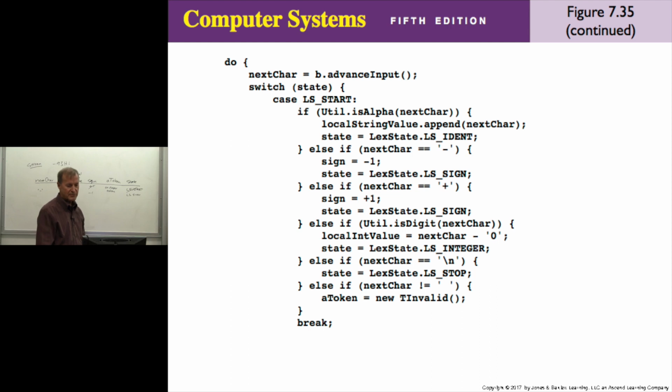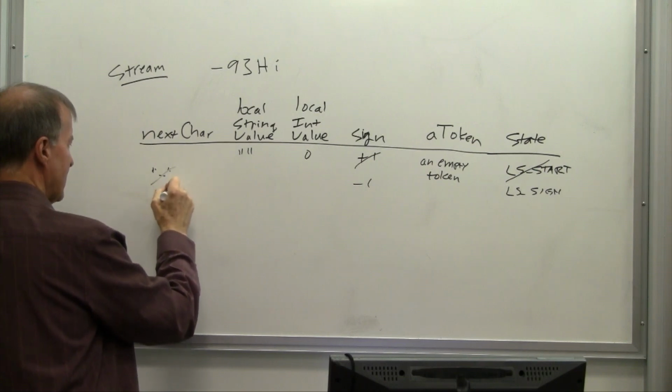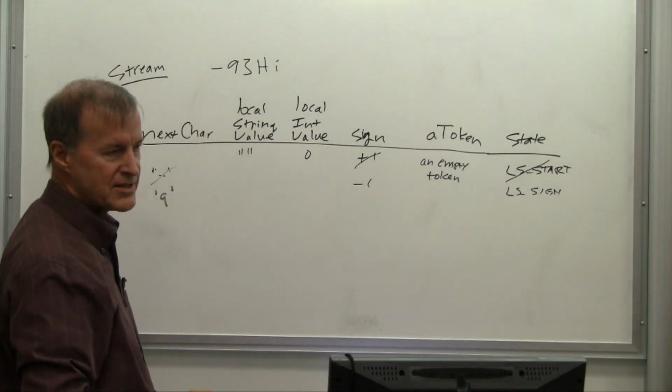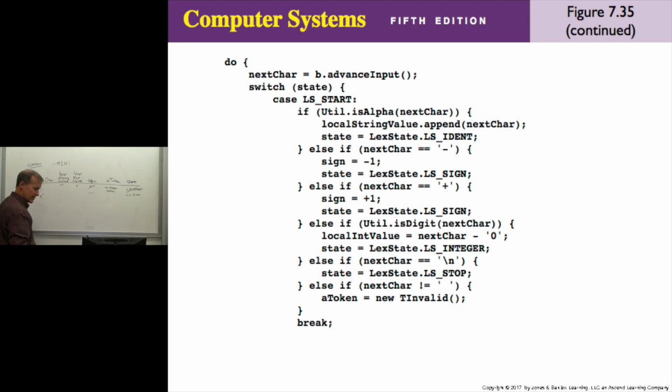All right, so we go back up to the top, and next char gets what? Now this gets 9, right? Because that's the next one in the stream, because it's advance input, the buffer.advance input. Are we good? Is everybody clear?